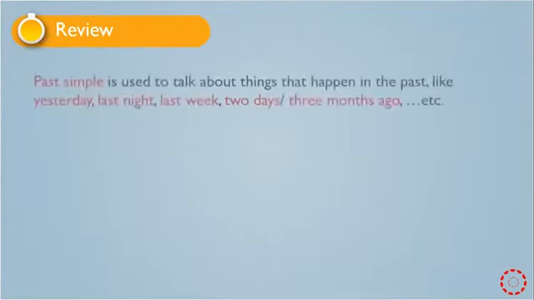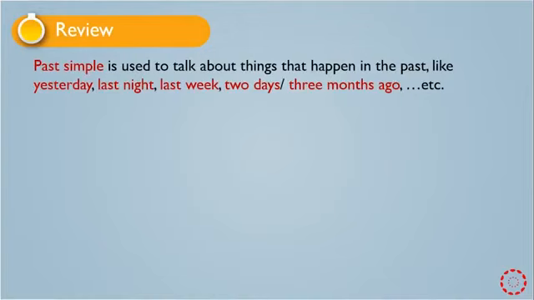Let's review. Past simple is used to talk about things that happened in the past. We have past time expressions like yesterday, last night, last week, 2 days ago, 3 months ago, 5 weeks ago, and other time expressions. We use she, he, it with was and complement. And we use the subjects they, we, you with were plus complement. So we use was with these subjects and were with these subjects.